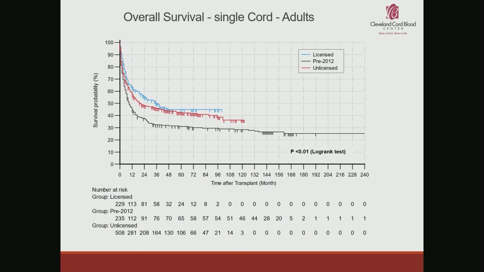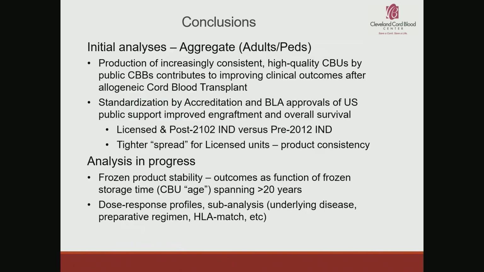This is overall survival for single cords in adult recipients, and what we see here is that historically about 30% overall survival rate, and there appears to be a little benefit earlier on, between year 1 and year 3 after transplant, for licensed units in blue there. We have to see how this plays out, but it is an interesting observation. At least it's not worse.